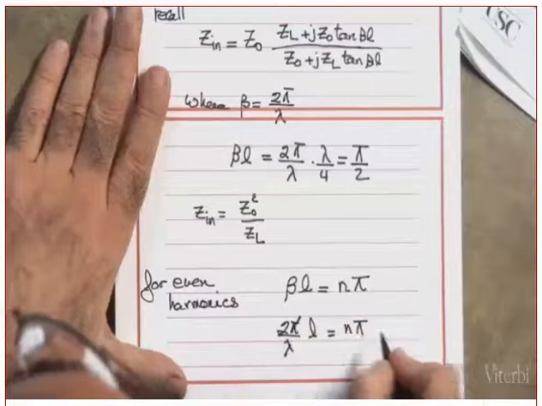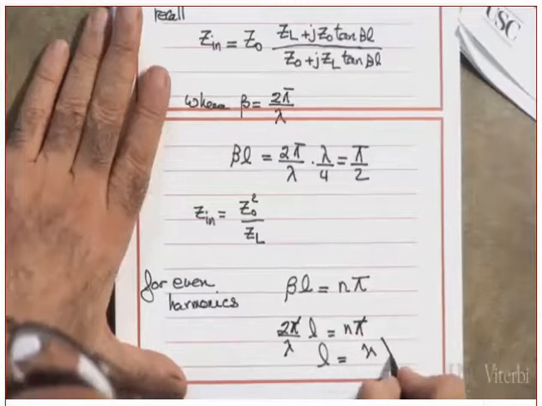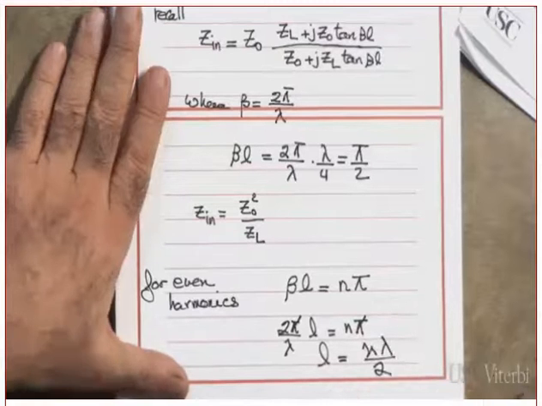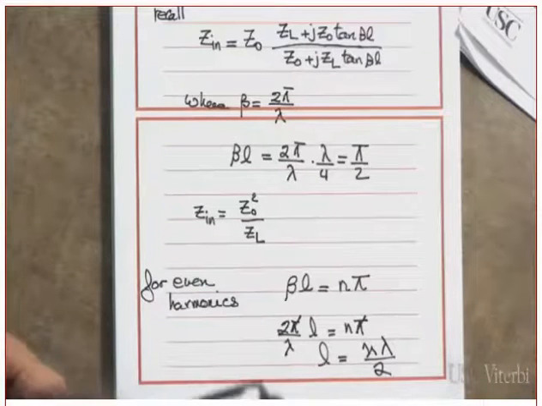Yes? Pi cancels with this pi, which means length L is N over 2. Did you get this or not? It's a multiple of what? It's a multiple of lambda over 2 rather than lambda over 4. Did you get this or not?